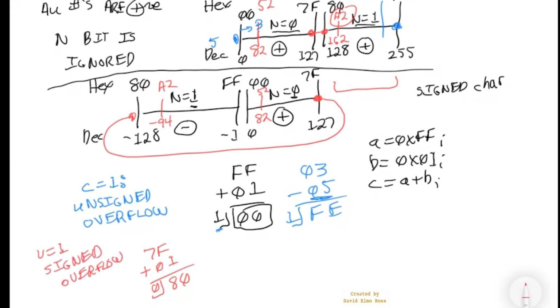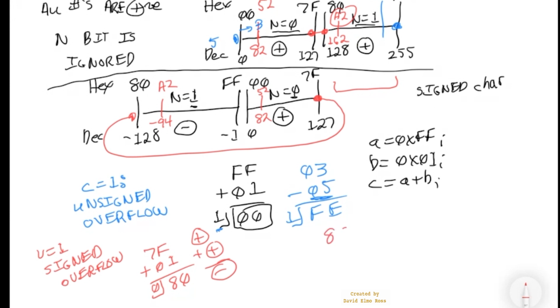So some calculations will work in one number system but not the other. Some work in both and neither. Because 7F, as we saw, was a positive, and we added a positive and we got a negative. How can that happen? And it shouldn't happen, should it? If I add two positives, I should get a positive. When I don't, I've gone past positive infinity, and that is a signed overflow.